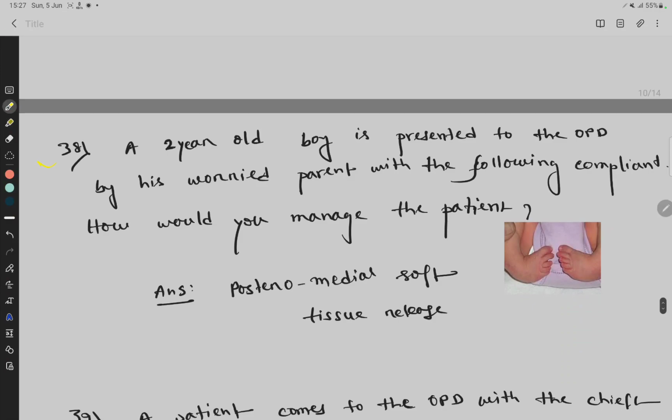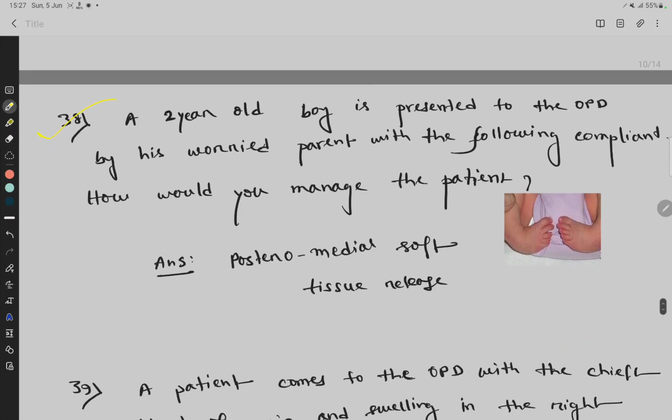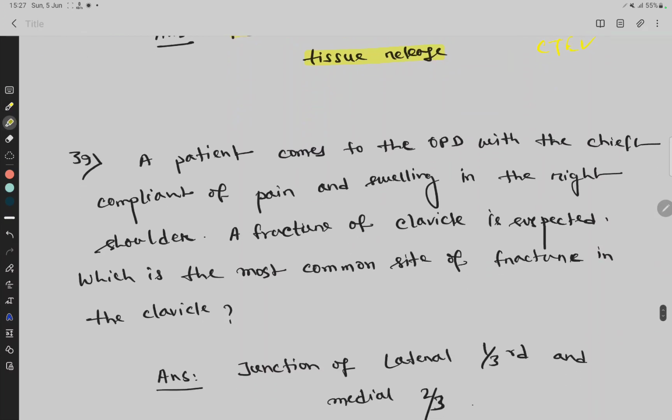38 number question, a 2-year boy is presented to the OPD by his worried parent with the following complaint. How do you manage this patient? And this is a case of CTEV case, and this case is managed by, answer is posteromedial soft tissue release.